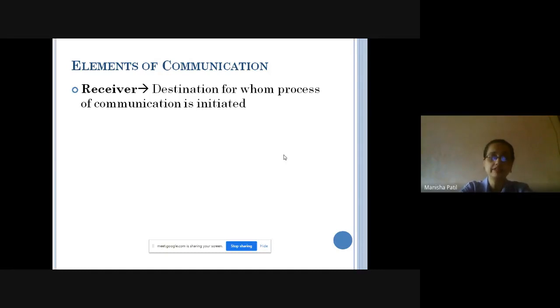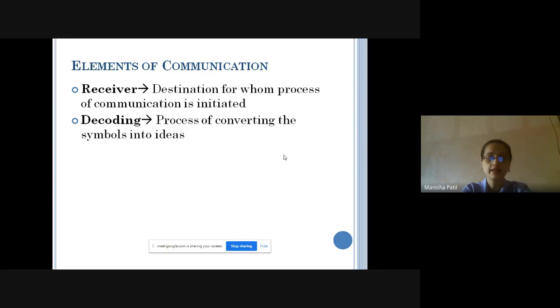Next element, receiver. Destination for whom process of communication is initiated. So in our case, all the students are receivers. Next one, decoding. It is the process of converting symbols into ideas. In other words, it means understanding. So if you are able to understand whatever I am teaching you right now, that process is decoding.